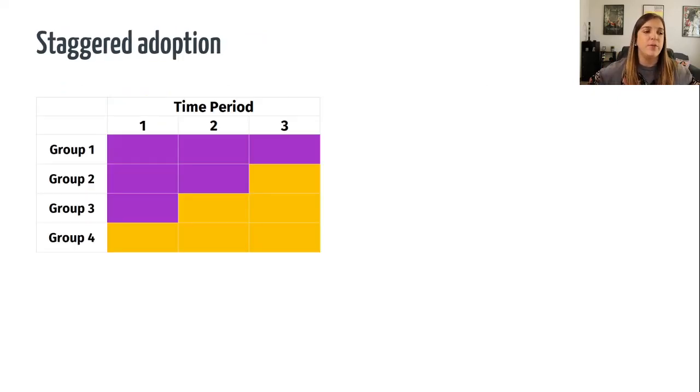In terms of staggered adoption, this is usually what it looks like, okay? So for instance, here we have 3 time periods. In the first time period, we can treat group 4 and not treat groups 1 to 3. On period 2, we can treat groups 3 and 4 and not treat groups 1 and 2. And finally, in the third period, you do not treat group 1 and treat groups 2, 3, and 4.